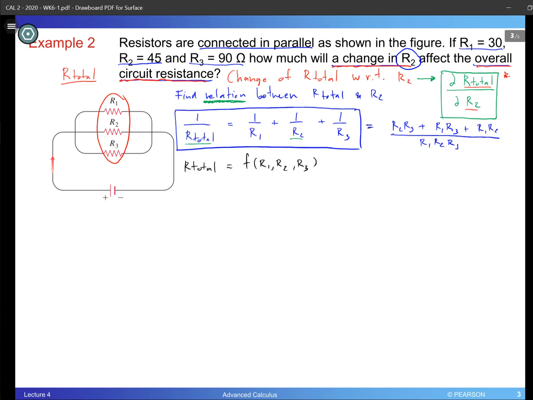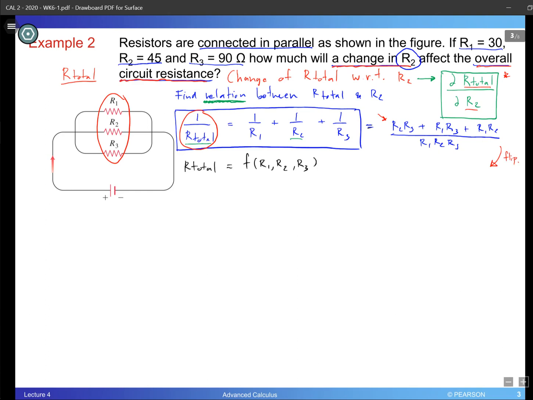Alright, this term right here is equal to 1 over R total. Our goal is to flip this R total to the upper side, which means that we can flip this fraction in order to get that. I am going to flip this.